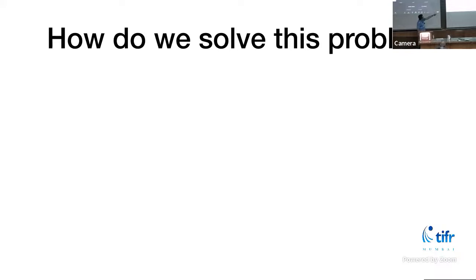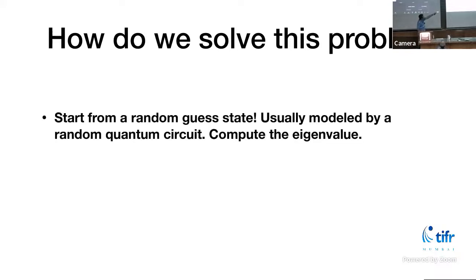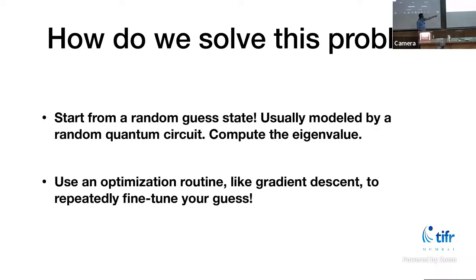Okay, how do we solve this problem? One way to do it is that you start from a random guess state, which you model as a random quantum circuit. And then you run some sort of a gradient descent based method, and then you try to make the guess more refined. And you keep doing this.